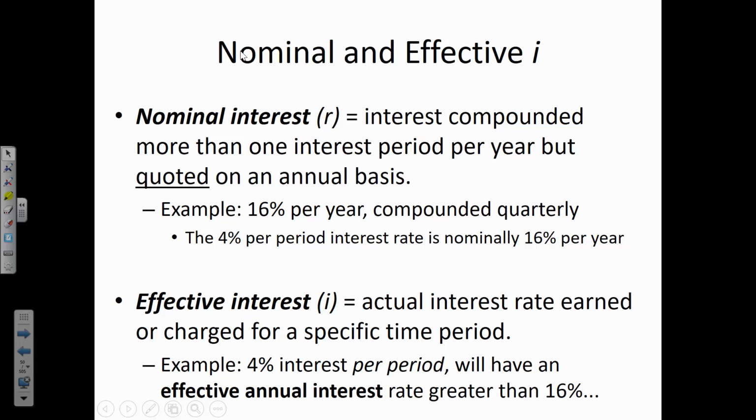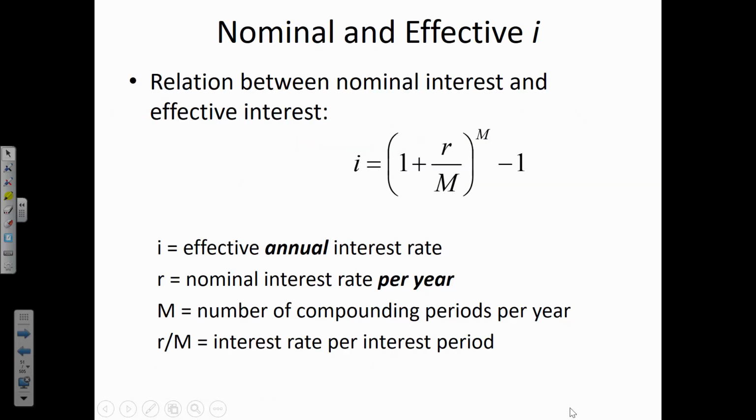Let's look at an example. 16% here, I say it's greater than 16%. How much greater? Let's crunch the numbers on that. Here's the formula that tells you how to find the effective annual interest rate when you have some nominal interest rate. Now remember, a nominal interest rate can be quoted on an annual basis, but depending on how many compounding periods there are, we also need to know what is the nominal rate per period. That's why here we're dividing by m, which is the number of compounding periods per year.